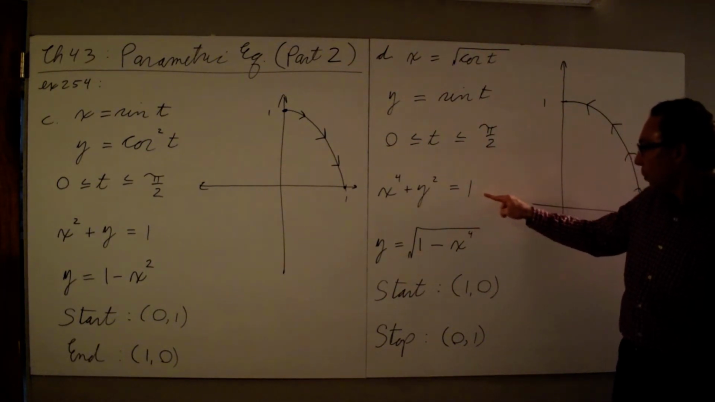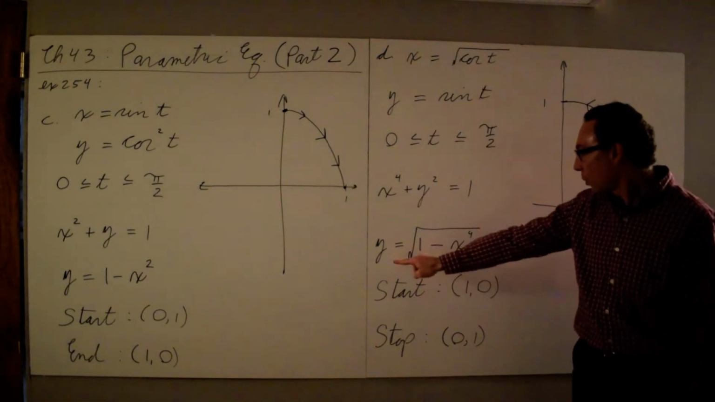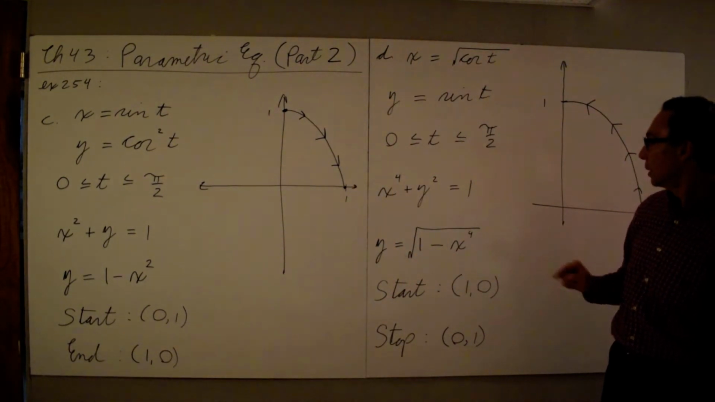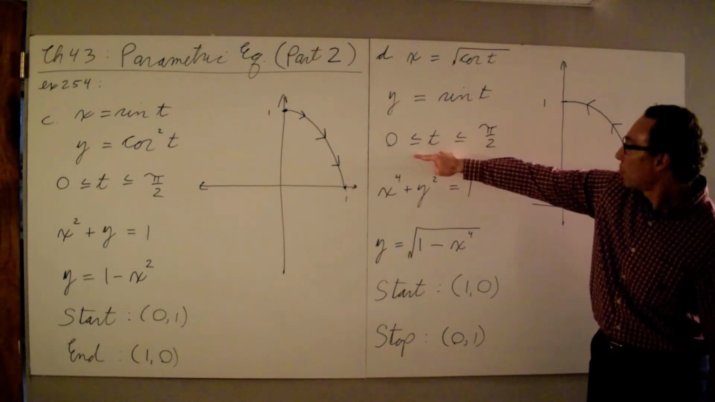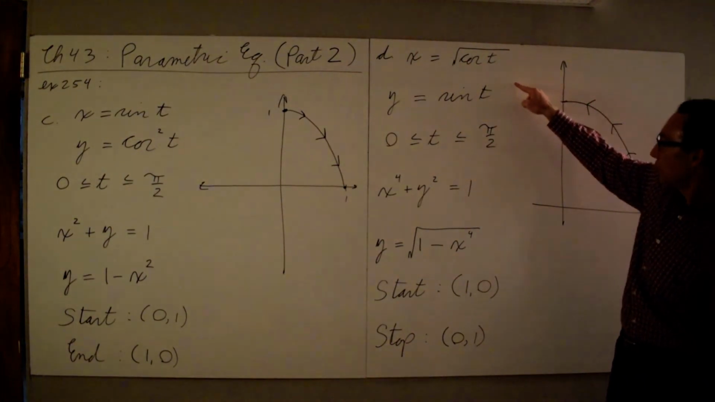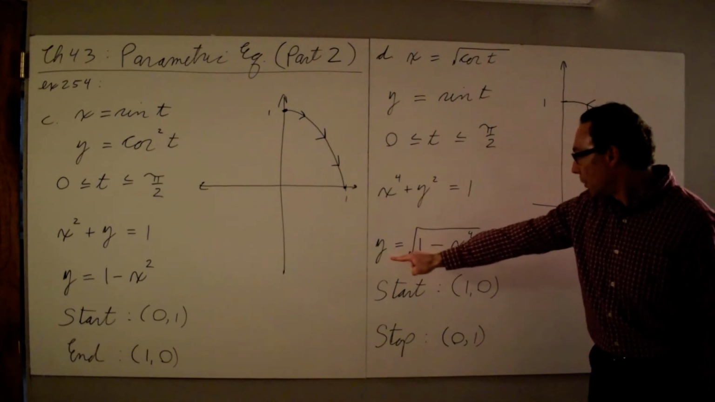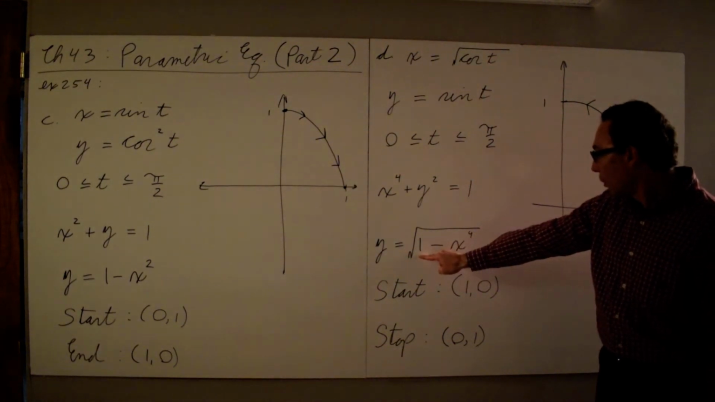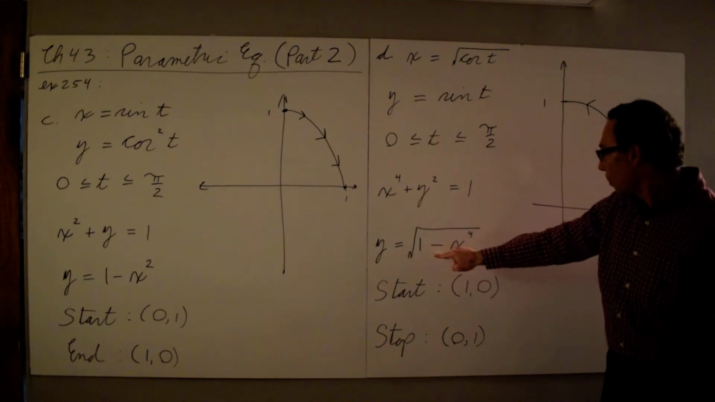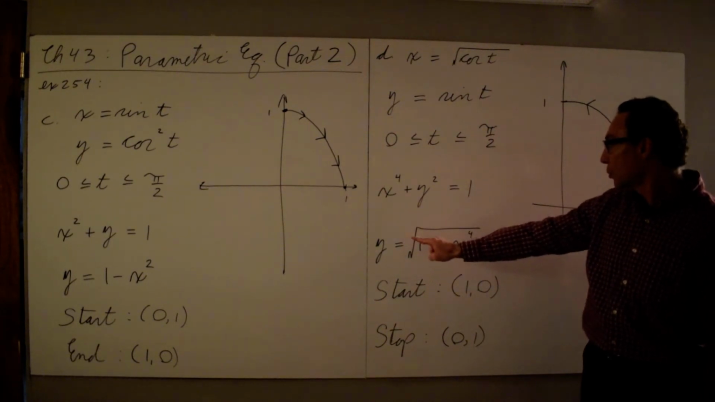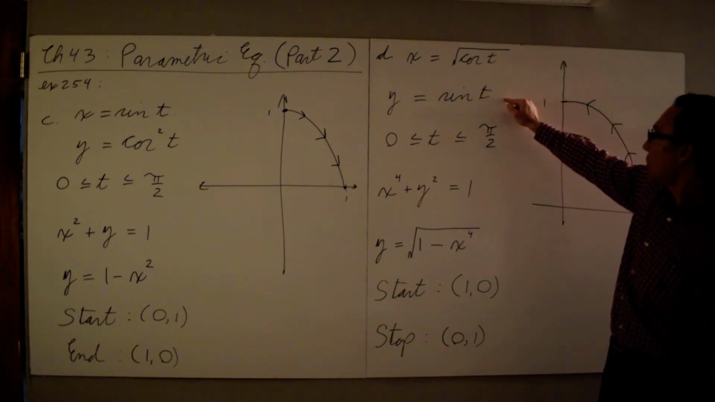So we take this equation, we solve for y in terms of x. Notice, because of our parameter, x and y are always between 0 and 1. And so we just take the square root. It's the square root of 1 minus x to the fourth. It's not plus or minus because we know that y is between 0 and 1.